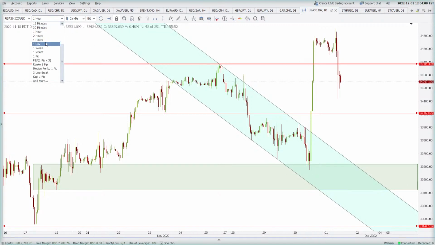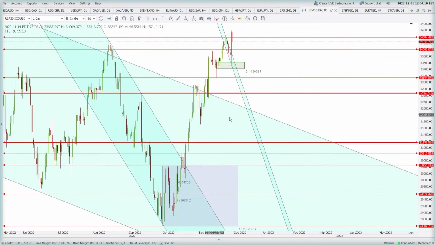No jokes. Anyways, so daily candle, yes, this is now established support.